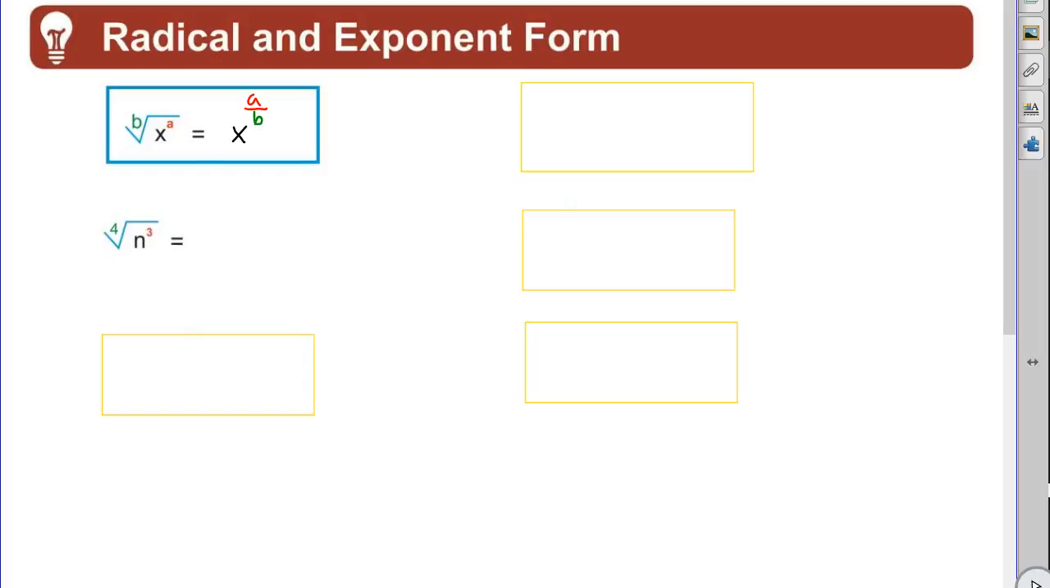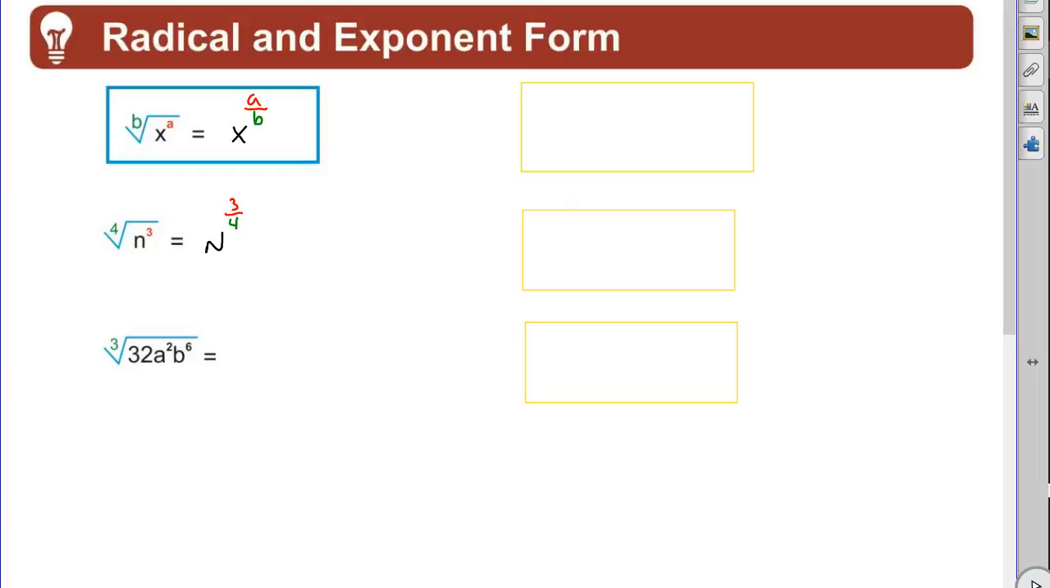So here we have the fourth root of n cubed. All right, so pretty simplistic. If you follow the color, take your base, take the exponent of the base, that's the numerator of the fractional exponent, and then the index is the denominator, n to the 3/4. Pretty simplistic, nothing hard there.